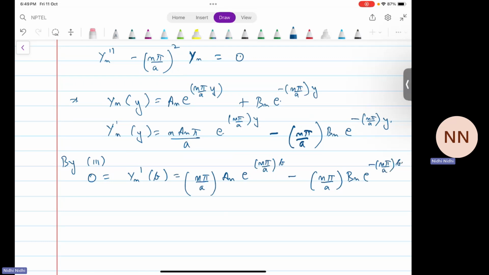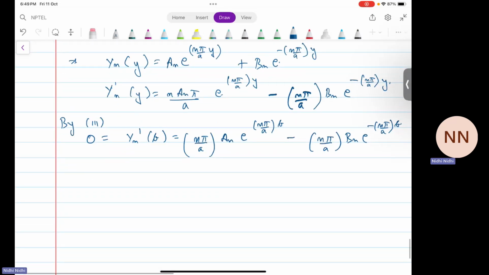Now this gives us bn is equal to... this n pi by a will vanish, since n pi by a is non-zero, we have the rest of the term an times e to the power n pi by a times b minus bn times e to the power minus n pi by a b will be 0, and that gives us bn equals an e to the power 2 n pi by a b.